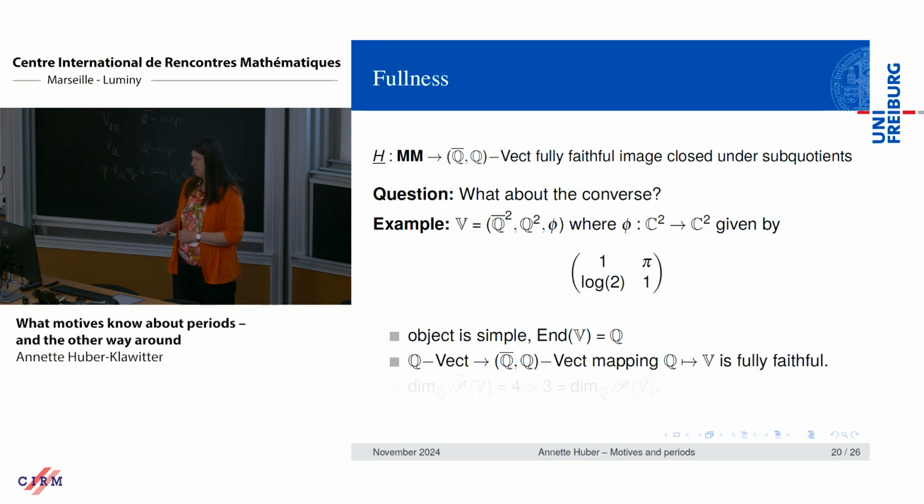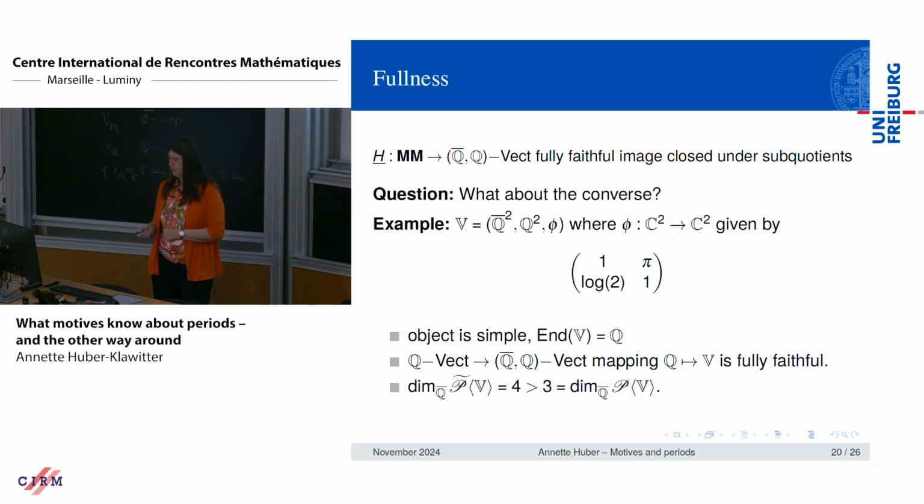So if you want to understand this as a functor, you can say that the category of finite dimensional Q vector spaces now embeds into the category of these Hodge-de Rham structures by mapping a one-dimensional vector space to V. Yeah, it's fully faithful. You have the same endomorphisms. They're both simple. It's just the same thing, written differently.